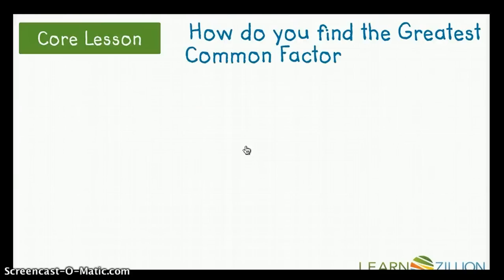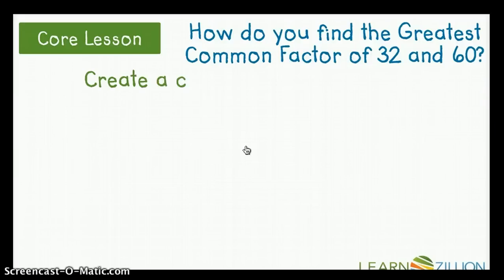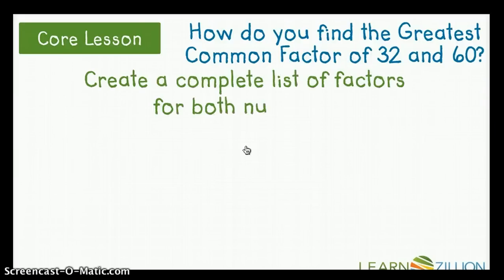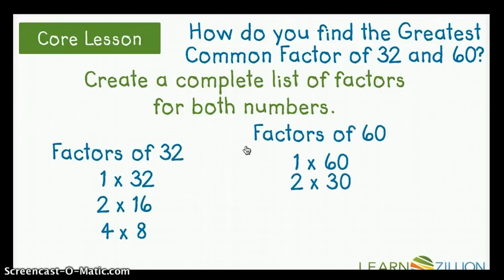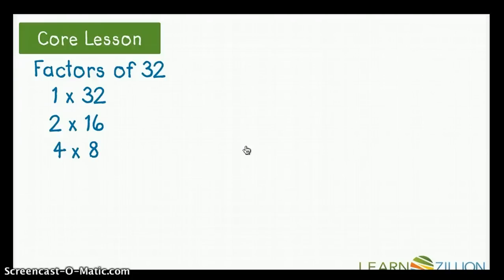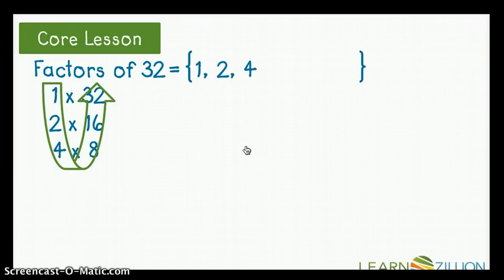Our original question was, how do you find the greatest common factor of 32 and 60? Well, I'm going to create a complete list of factors for both numbers. I have the facts for 32 here and the facts for 60 coming up on your screen. When I look at the facts of 32, I want to list them in order from smallest to largest. So I know that the set of factors of 32 is 1, 2, 4, 8, 16, and 32 inside brackets.